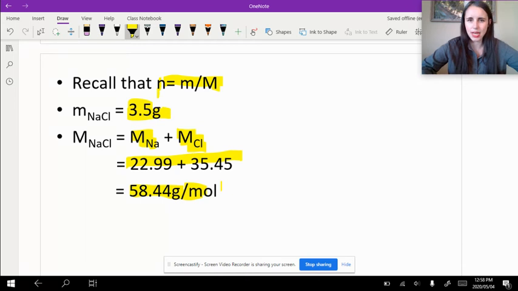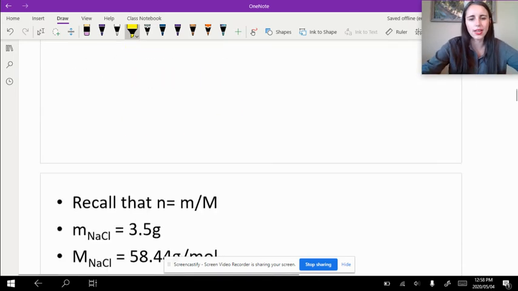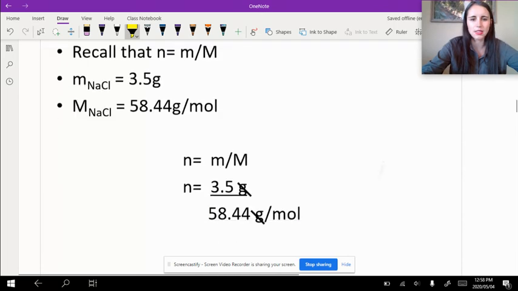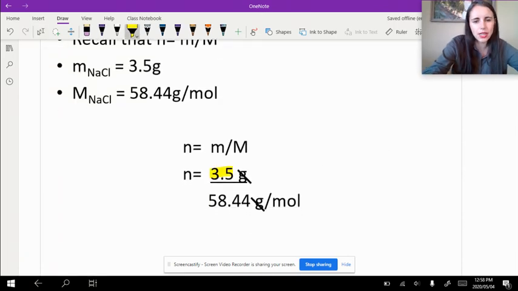So I now have mass. I now have molar mass. To find moles, I just need to go ahead and divide them. So my formula is going to be number of moles equals mass divided by molar mass. I'm going to go ahead and plug in my mass. I'm going to go ahead and plug in my molar mass. And if I do this correctly, look at my grams is actually canceling out.